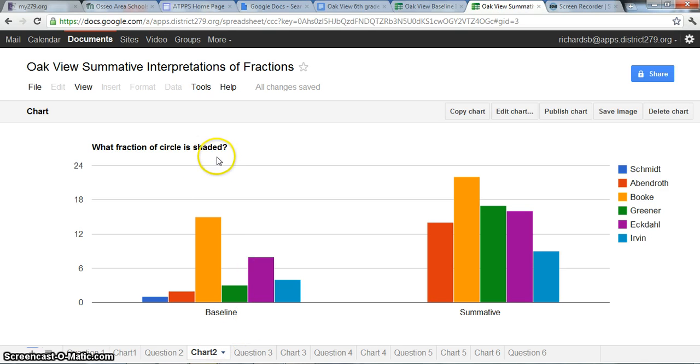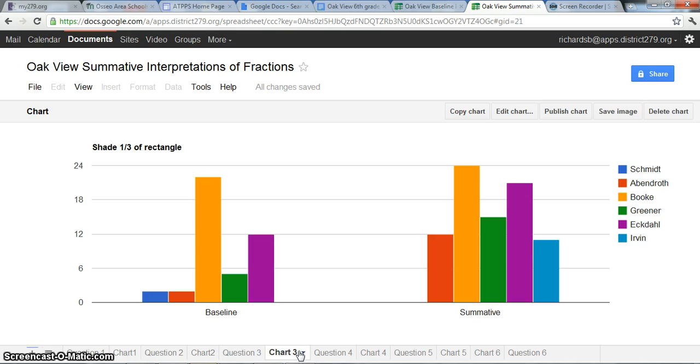So there's question 1. Here's question 2. And this was what fraction of the circle is shaded, so you can see what was happening before and then on the summative. Some nice improvement on that. Third question was shade 1/3 of a rectangle. You can see some nice improvement here.